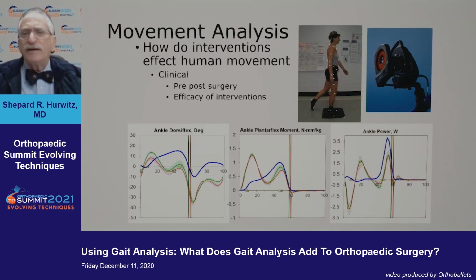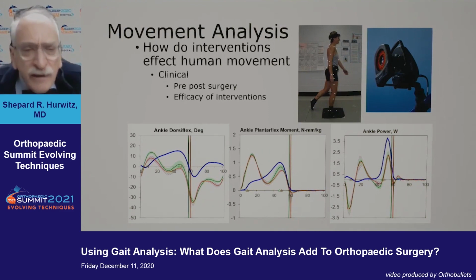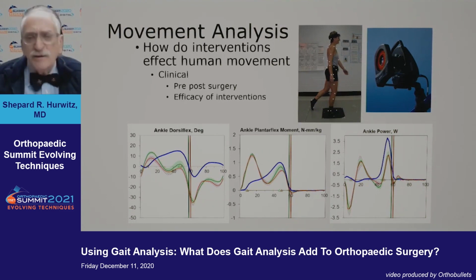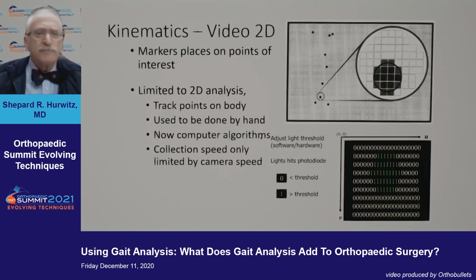You could also add surface electrodes if you want to know when muscles are firing. They're not as accurate as needle electrodes, but they certainly can be used. And you could put a respirator on the patient and see what their oxygen consumption is to learn about the overall energy consumption during their strides. So, come a long way.